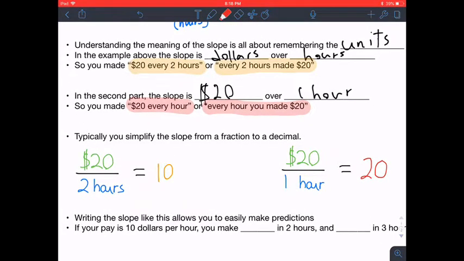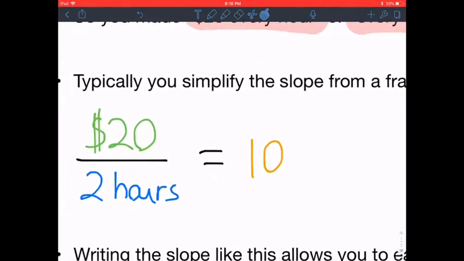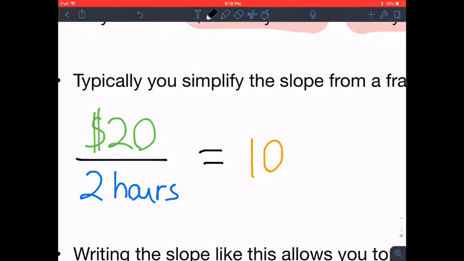Typically, after we've written out the slope as a fraction, we'll then simplify it to a decimal, and this is where the unit stuff gets even more complicated. So we'll see that the unit on the top is dollars. The unit on the bottom is hours. So when I'm writing the unit for this number 10, I'm going to say that it is dollars per hour.